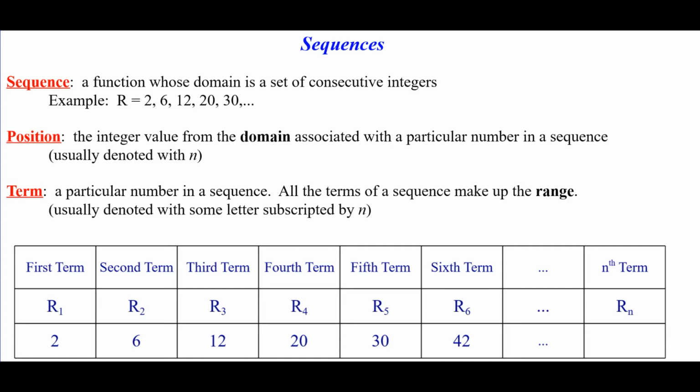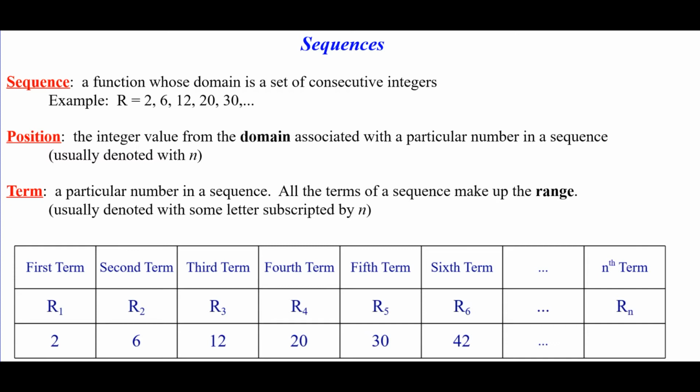We typically use n because it represents n for integer value, whereas when we use x, we assume that that is all real numbers. The term then is the particular numbers in the sequence. So in our example, 2, 6, 12 are terms, and then their associated positions 1, 2, and 3 would be my domain values.